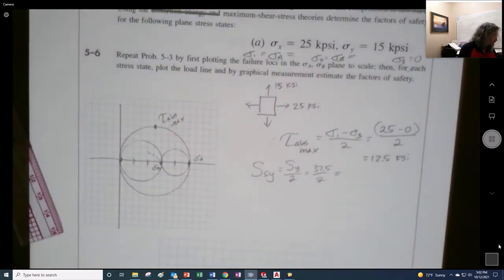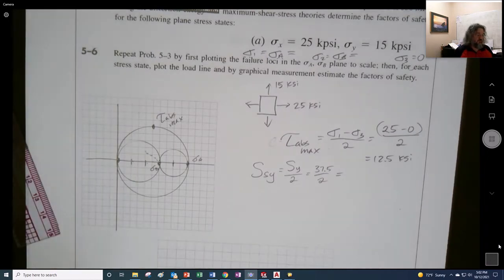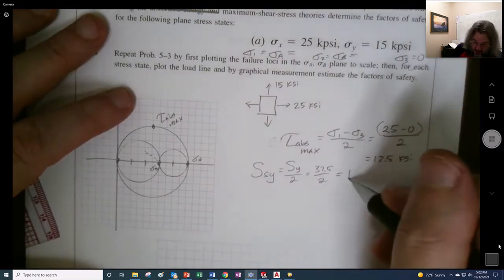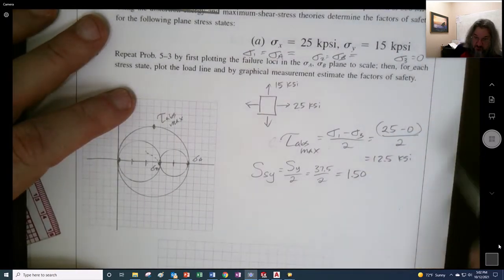And I could just look at it. I have it all written out right here, so I might as well just look it up, if I can find the right one. There you go. What we end up finding is this. We have 1.50, right? That's our safety.